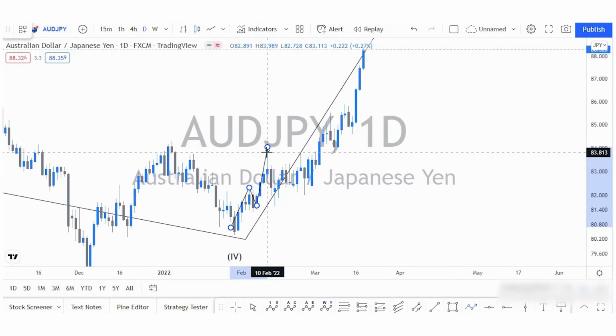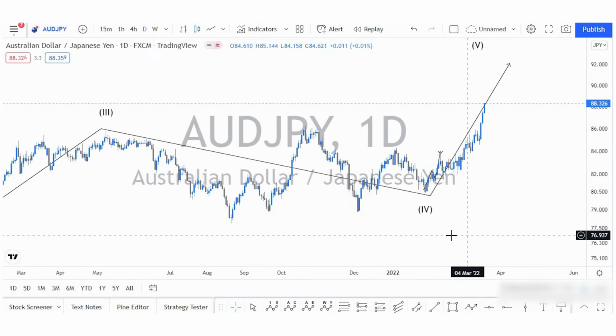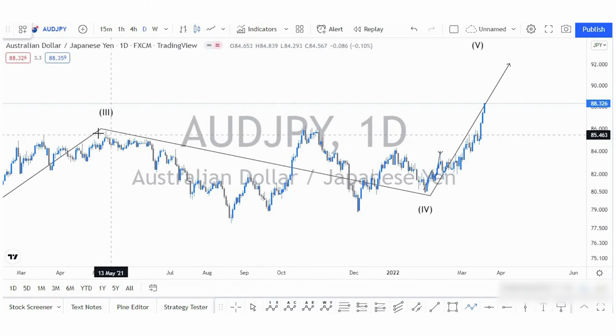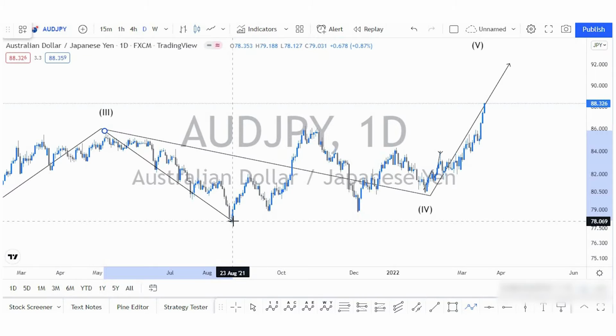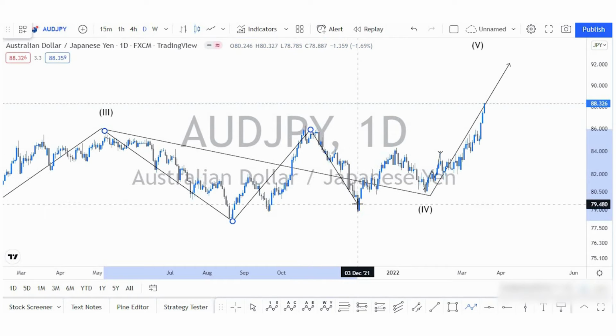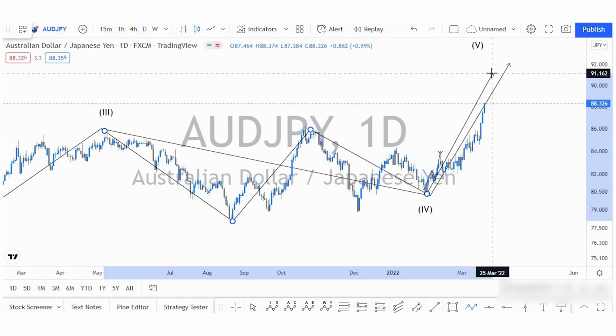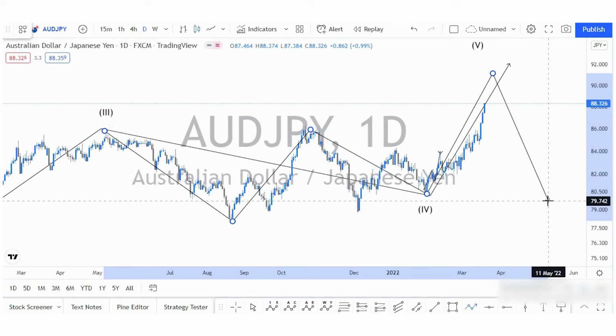How do I count this? That is the question that I have been asking myself. Could it be that there's a probability that this whole move is the fourth wave, not completed, that you have wave W, and then wave X, and then wave Y, and then wave Y larger to the downside?